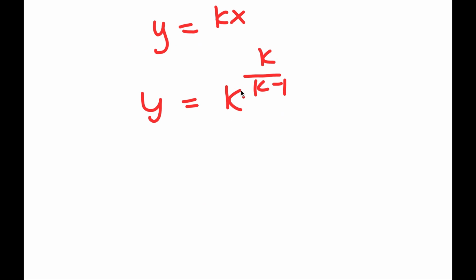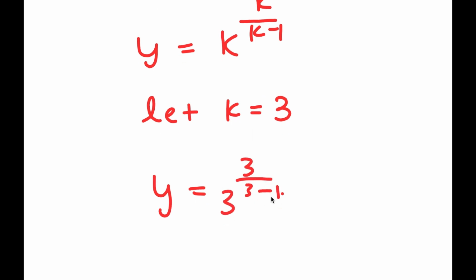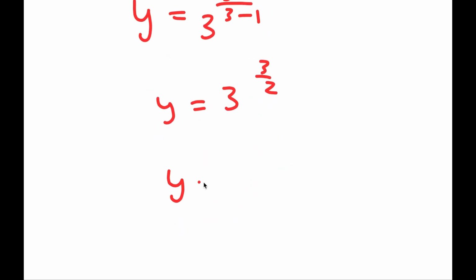Now, remember, k is just a constant. So I'm just going to let k equal to the number 3. So if this is true, then this means that y is equal to 3 to the power of 3 over 3 minus 1, which is 3 to the power of 3 over 2, which is the square root of 3 to the power of 3.